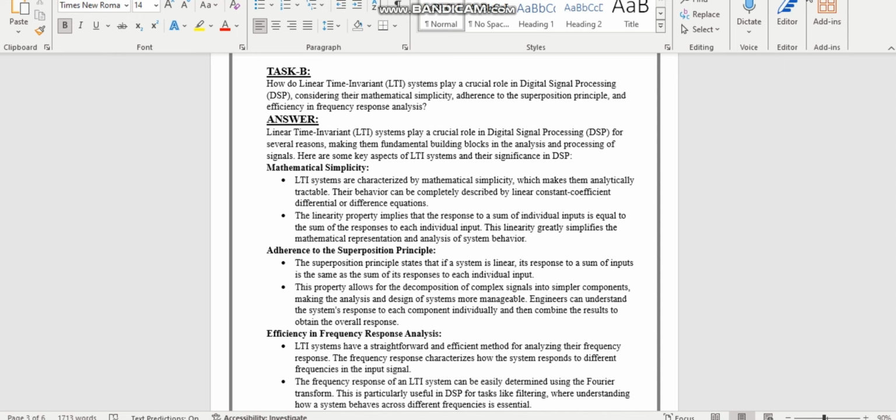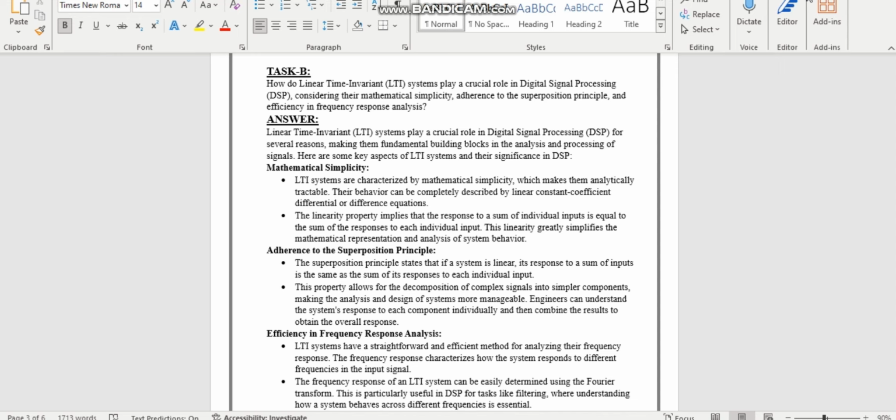Here are some key aspects of LTI systems and their significance in DSP. Mathematical simplicity. LTI systems are characterized by mathematical simplicity, which makes them analytically tractable. Their behavior can be completely described by linear constant coefficient differential or difference equations. The linearity property implies that the response to a sum of individual inputs is equal to the sum of responses to each individual input. This linearity greatly simplifies the mathematical representation and analysis of system behavior.